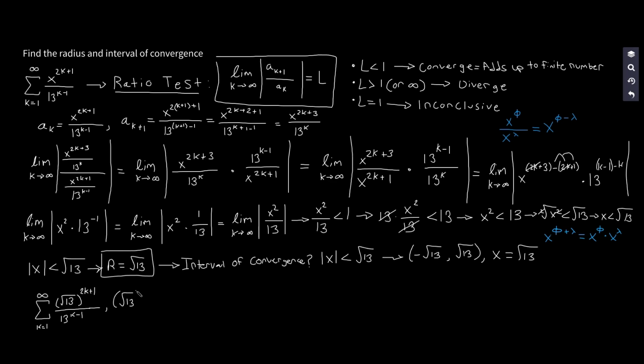So root 13 raised to the power of 2 times k plus 1 is the same thing as root 13 raised to the power of 2 times k, times root 13 raised to the power of 1. So that means that we can rewrite the series so that the numerator is going to become, well, let's see.